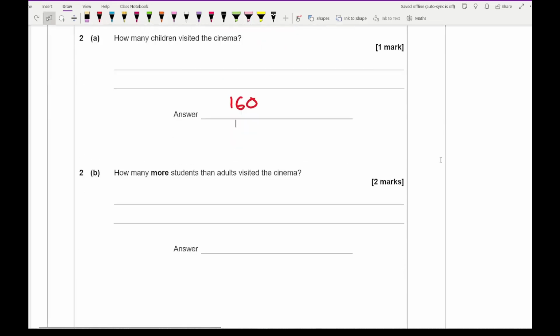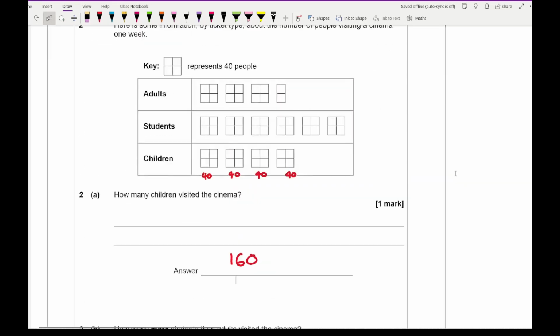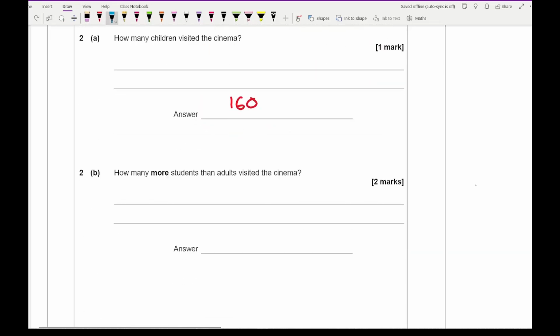Then it says how many more students than adults visited the cinema. So again, if I just total up the students, that's 40 times 6, which is 240. And if we do the adults, that's going to be 40, 40, 40 and 20, which is going to give me 140. So then all I need to do is take away those two numbers. So I've got 240, take away 140, which equals 100.